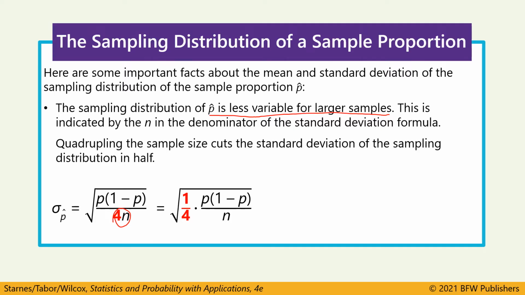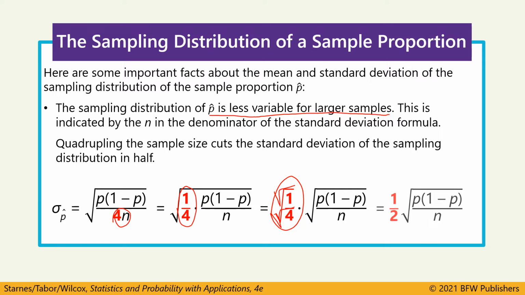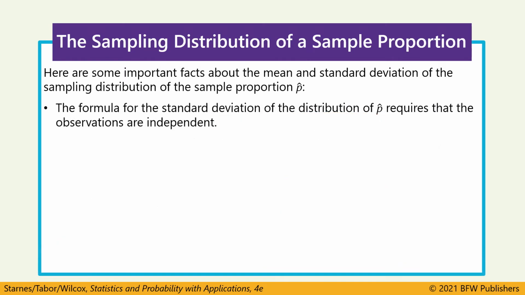All right, imagine that 4 is written instead as that 1/4 out front of that fraction. Same thing, we just changed how it's written. We could also pull it out as its own radical there. And the square root of 1/4, we can just square root the top, square root the bottom, and we can see that's 1/2. So as the sample size increases, the standard deviation decreases by the square root of whatever factor we're increasing it by. So that calculation is really the only math we have to do to create a sampling distribution of a sample proportion.